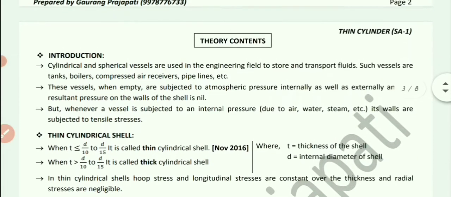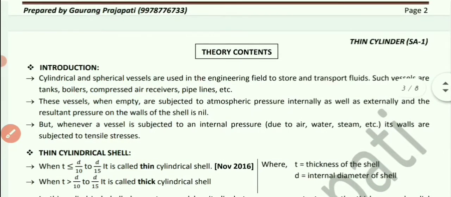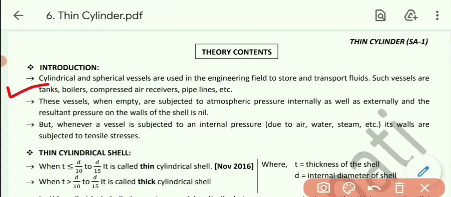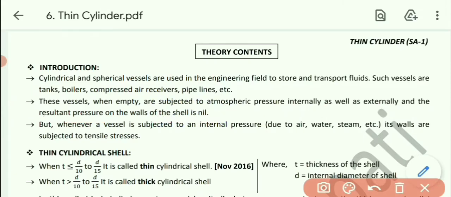Okay, so let's start first of all with the theoretical content. So, introduction. Now, cylindrical and spherical vessels are used in the engineering field to store and transport fluids. Such vessels are tanks, boilers, compressed air receivers, pipelines, etc. So in civil engineering, or we can say in the engineering field, cylinders are always used to store and transport fluid. These vessels, once empty, are subjected to atmospheric pressure internally as well as externally, and the resultant pressure on the walls of the shell is nil.